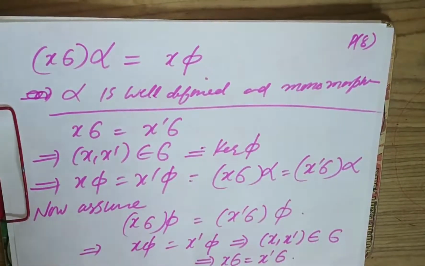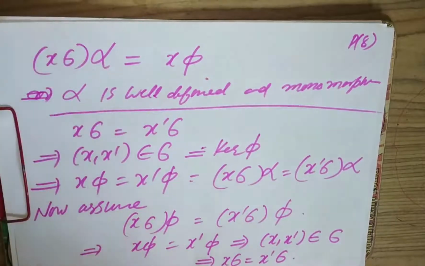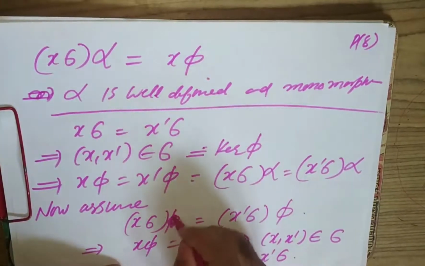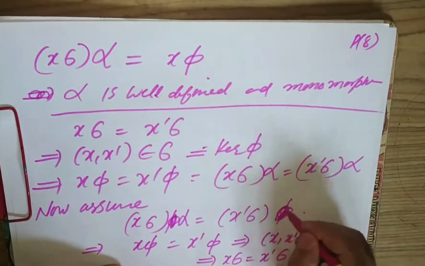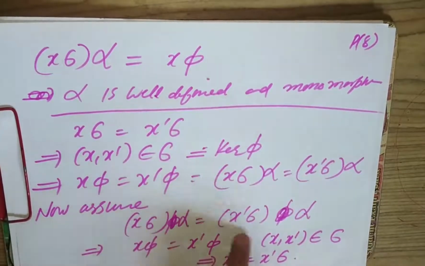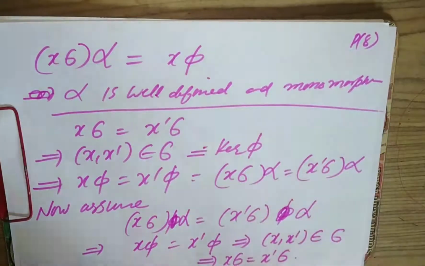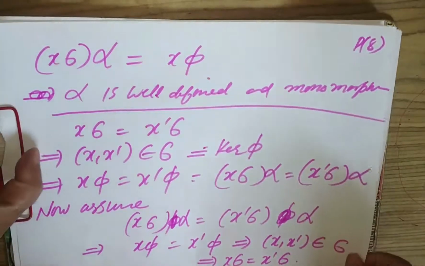So alpha is well defined as well as one-one. If the images of x sigma and x dash sigma under alpha are equal, then the elements are also equal. So that means alpha is one-one. And now we prove that alpha is a morphism. That's again simple. We use the morphism property of phi actually.